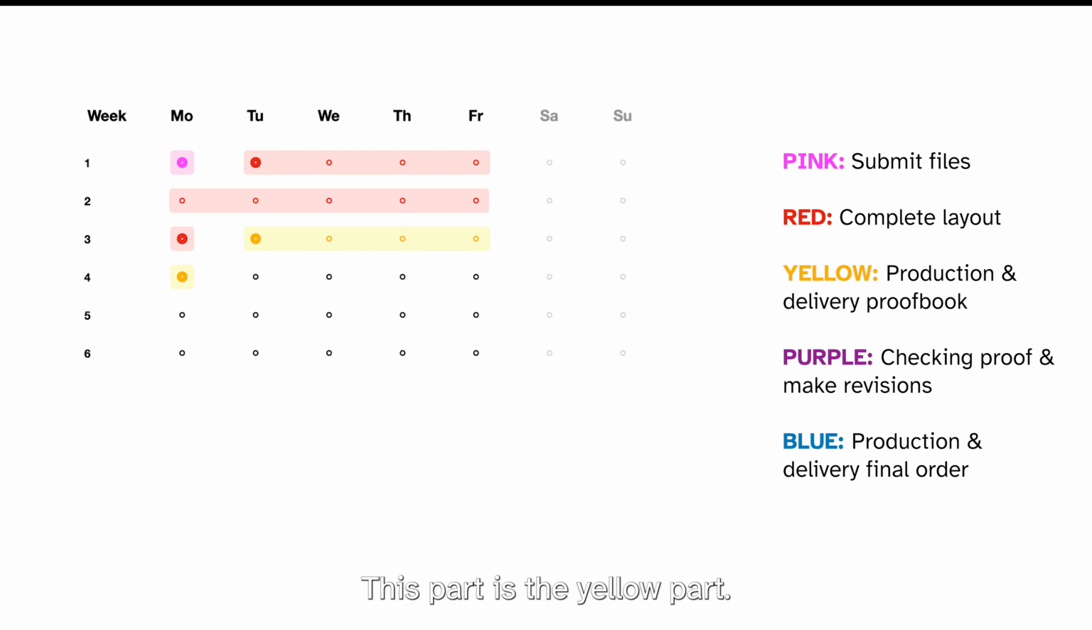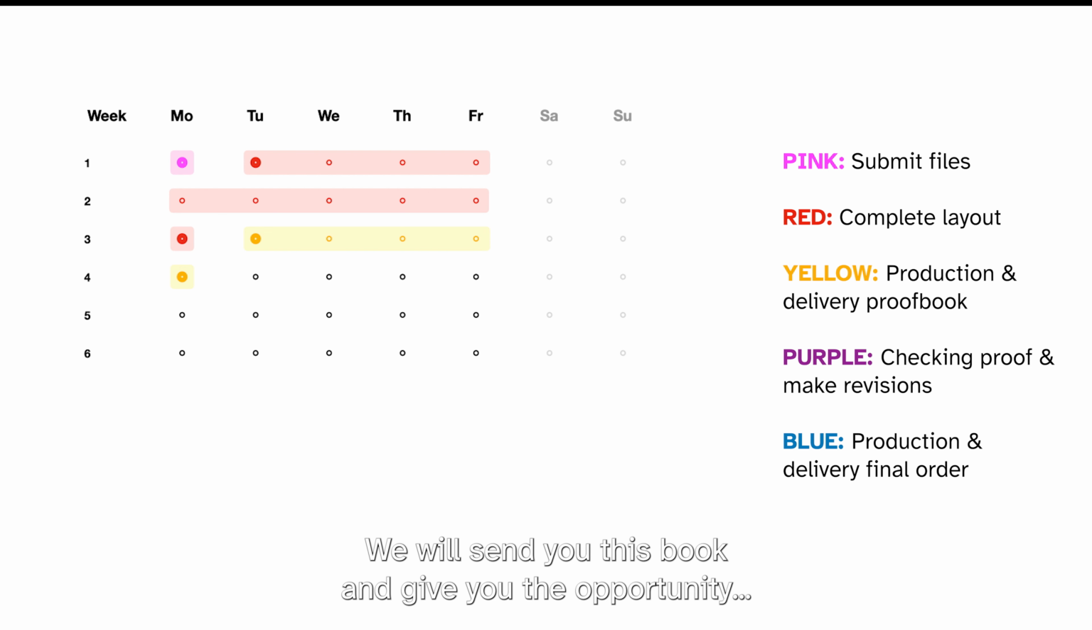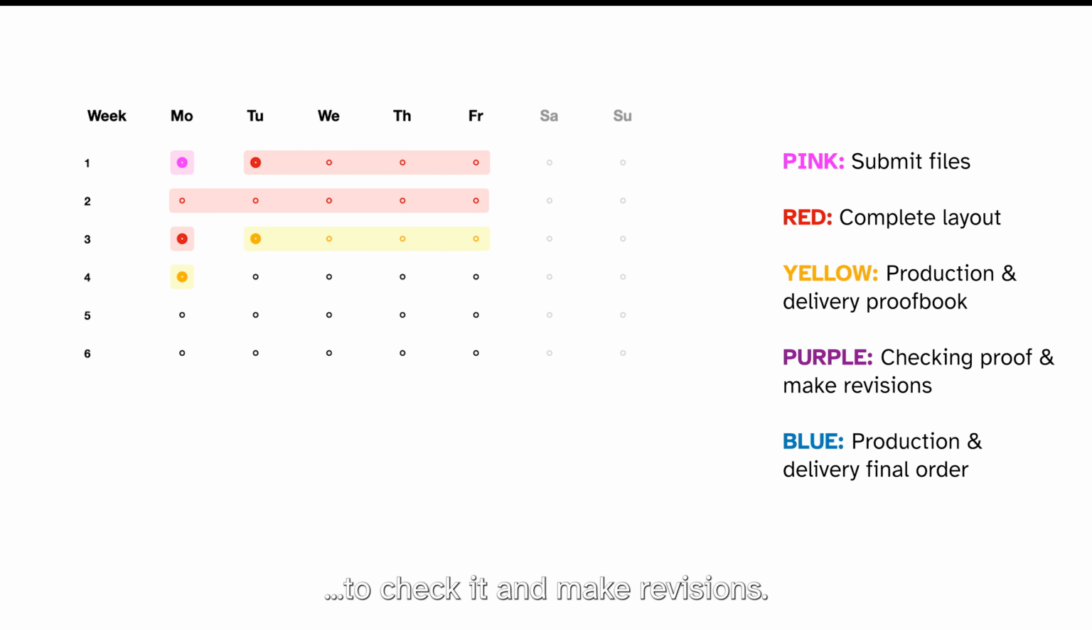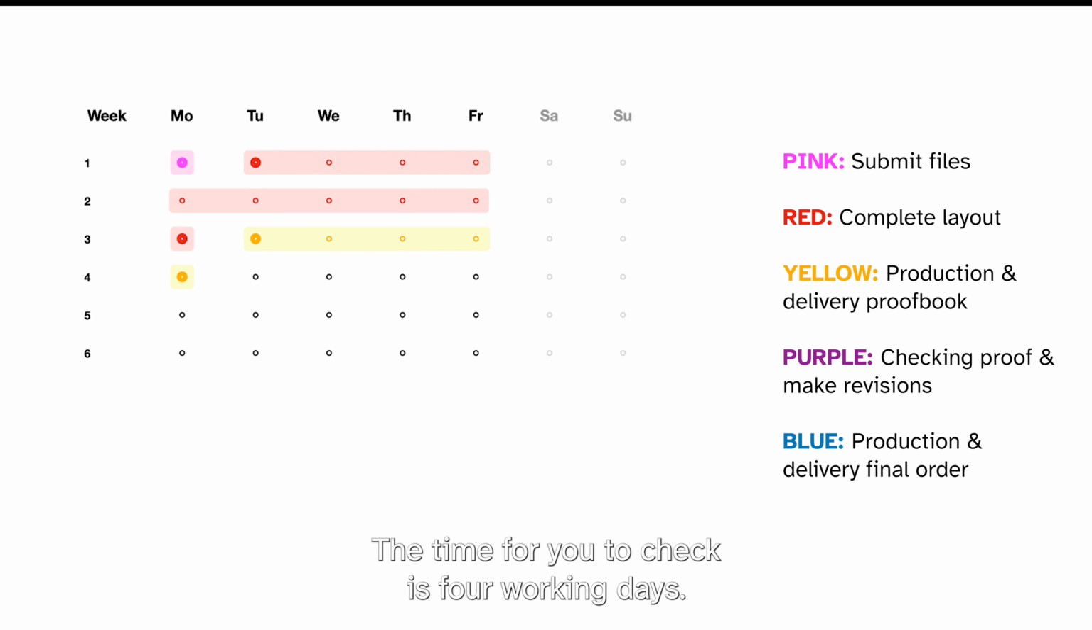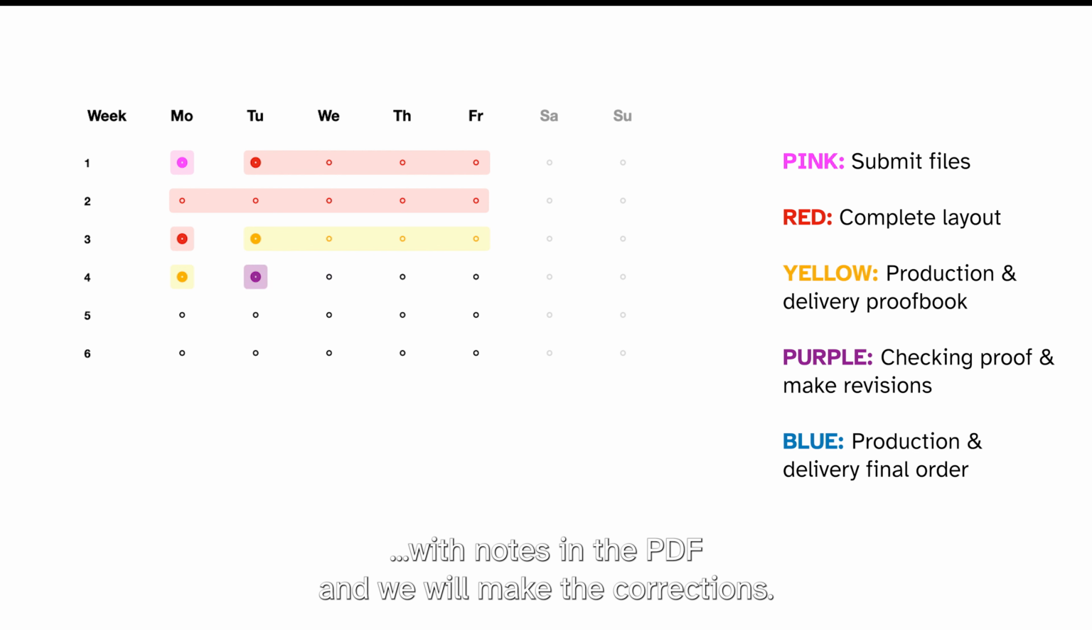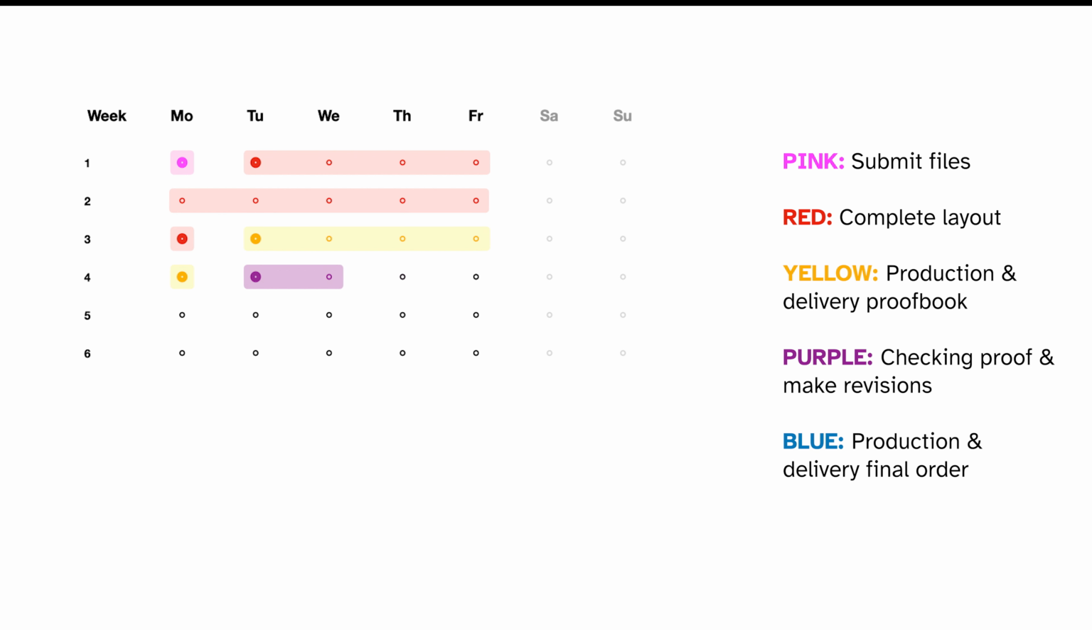This part is the yellow part. The proof book is a single book. We will send you this book and give you the opportunity to check it and make revisions. The time for you to check is 4 working days. If you find any mistakes, you can communicate them with notes in the PDF and we will make the corrections. This time frame is displayed in purple.